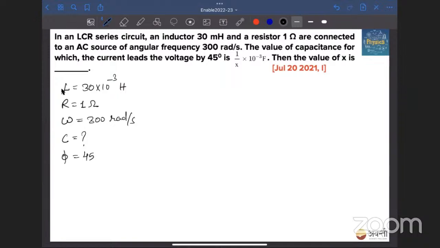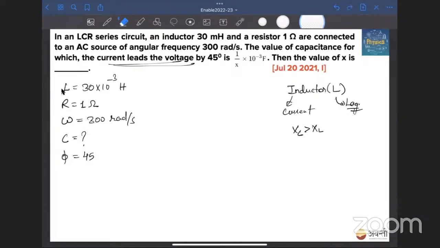And it is saying current is leading. In an inductor, you remember, in inductor L, current lags. So current is lagging in an inductor. But here it is saying current leads the voltage. Means it is not an inductor, it is a capacitance. Capacitor is dominant. Means I can say XC is greater than XL. Okay, we will discuss this later.